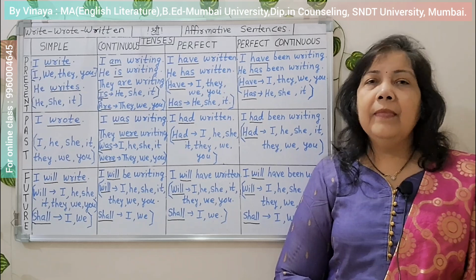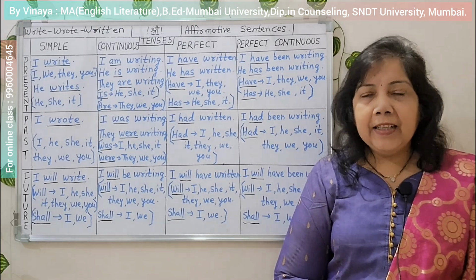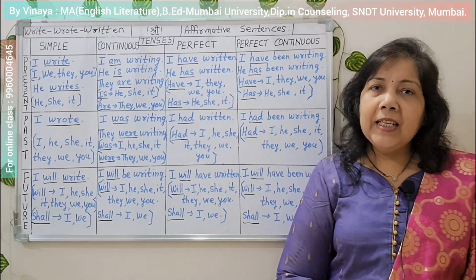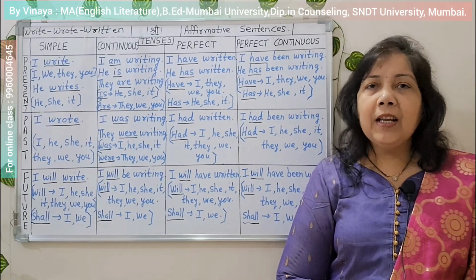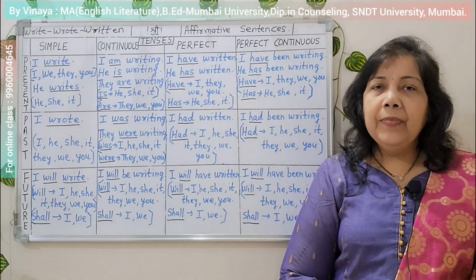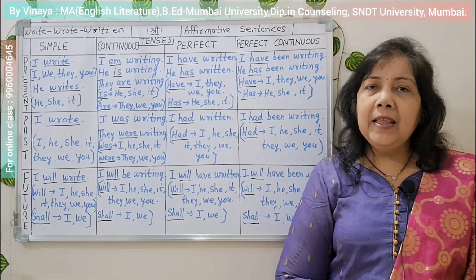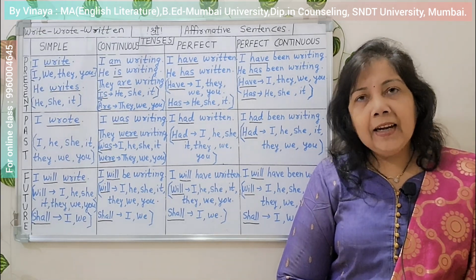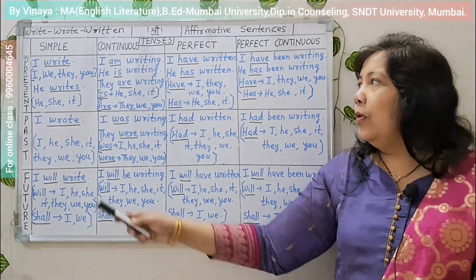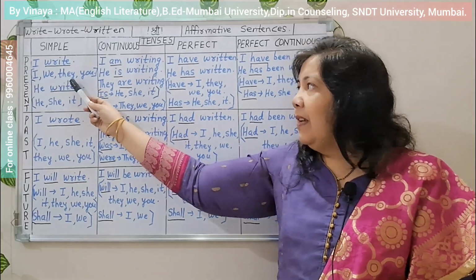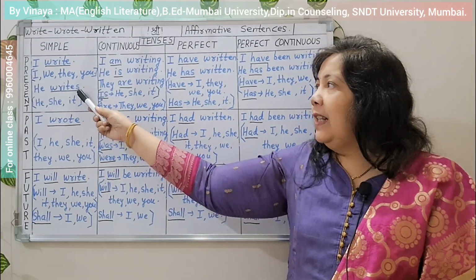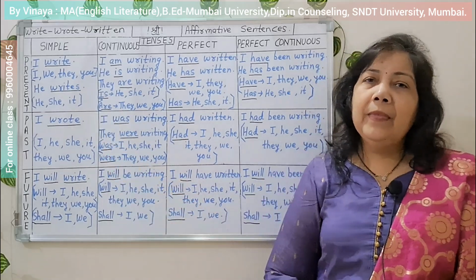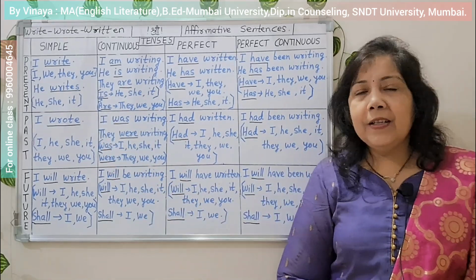I write and he writes. When the subject is he, she or it, then s or es is added to the verb. So, for I, we, they and you, we say write. If it is he, she or it, we say writes. Okay, this is about the first tense.